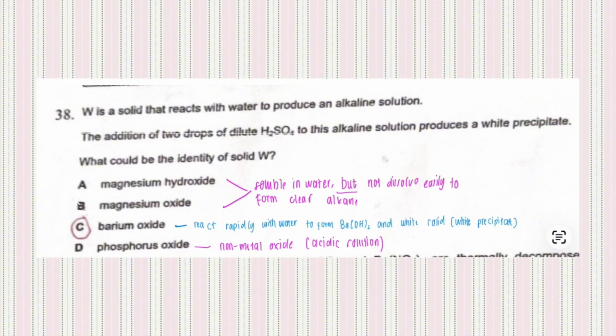Answers A and B are wrong. Magnesium hydroxide and magnesium oxide are barely soluble in water, so they do not dissolve easily to form a clear alkaline solution. The other option is also incorrect, because phosphorus oxide is a non-metal oxide. It reacts with water to form an acidic solution, not an alkaline solution. So the right answer is B. Sorry, the right answer is C, barium oxide, because barium oxide reacts rapidly with water to form Ba(OH)2 and gives a white precipitate.